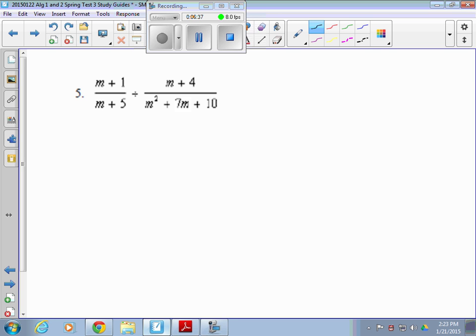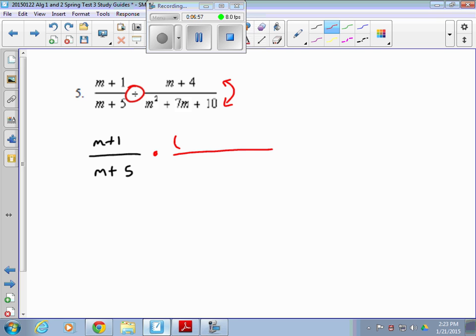Number 5, m plus 1 over m plus 5. We can't do anything to factor any of those out, and they don't cancel each other out. Okay. What we want to do, though, since it's dividing this time, is change it to multiplication, and multiply by the reciprocal. The reciprocal means we're going to put what's on the bottom on the top.